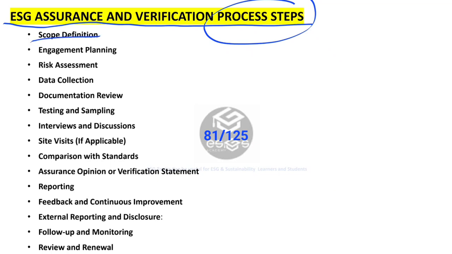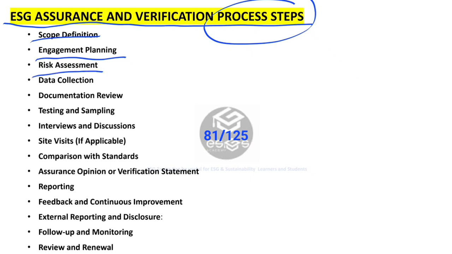So first one is the scope definition. We need to define the scope of the assurance or verification engagement, specifying the ESG topics, metrics, and reporting periods to be covered. Then engagement planning. We plan the assurance engagement, including establishing the objectives, identifying key stakeholders, and determining the methodologies and standards to be used.